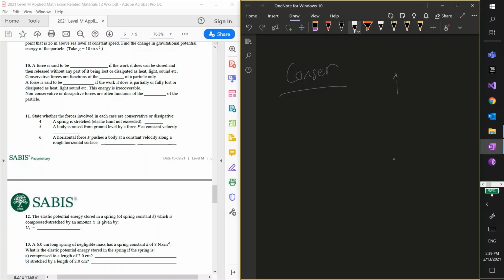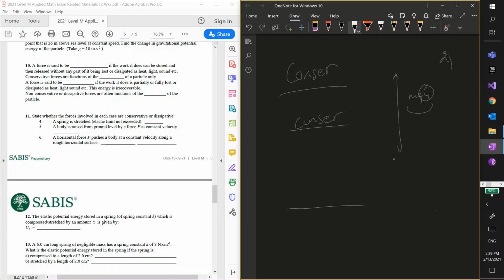Raised from the ground, meaning it gained mgh. mgh is always conservative. Why? Because it's a function of position. That means it only increases or decreases according to your position, your height. If you gain height, you gain mgh. If you lose height, you lose mgh.